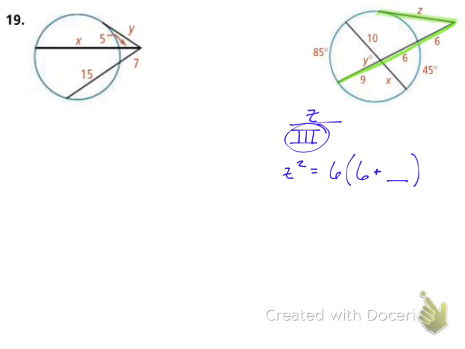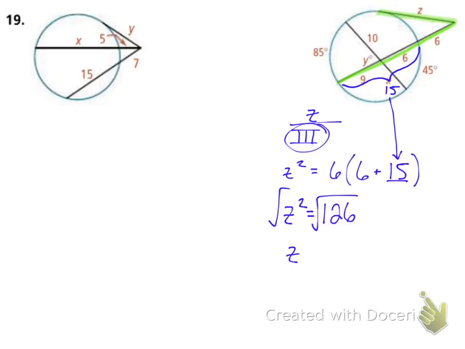Again, that second number always has to be the inside length that I just drew right there, which in this case is going to be 9 plus 6, which is 15. And so that 15 has to go in there. So I get 6 plus 15. So I get z squared is equal to 126, and then take the square root of both sides to get z is equal to 11.22.